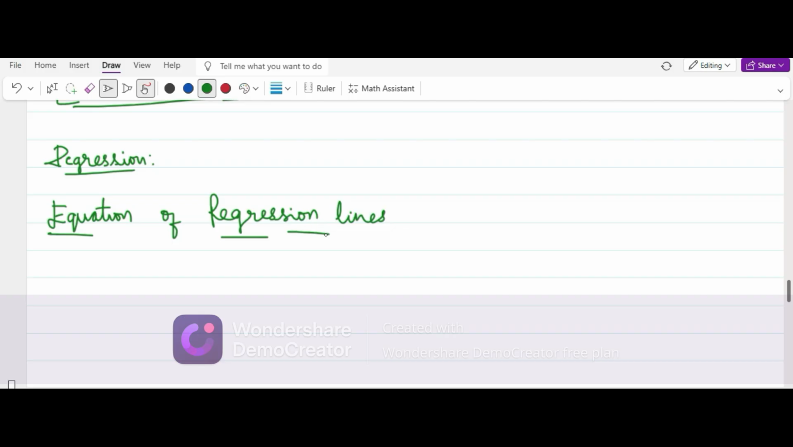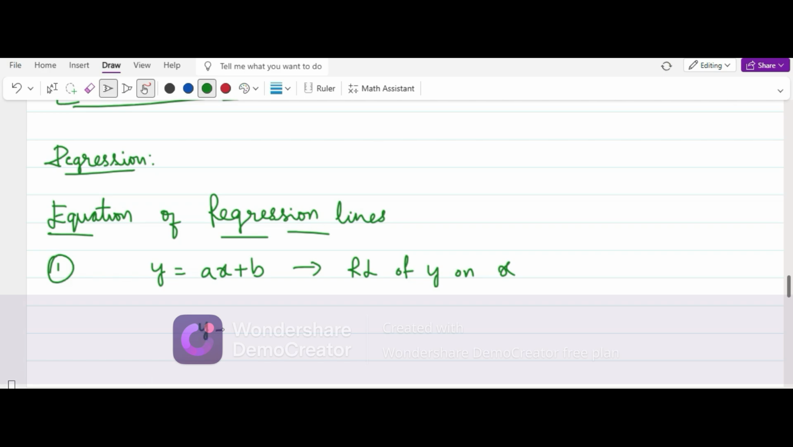Right, so here the equation of regression lines is given by a straight line of the form y equals ax plus b. Here x is the independent variable. I can say that this is the regression line of y on x. RL stands for regression line. Regression line of y on x.